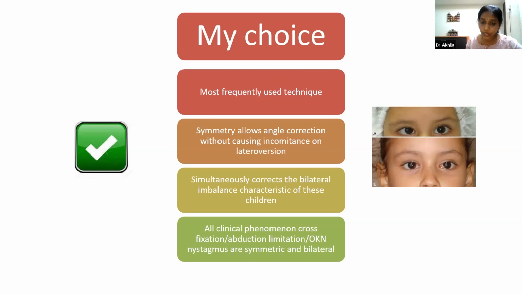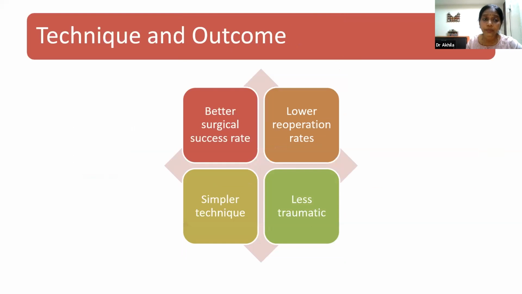And if you look into the pathophysiology of children with infantile ET, you always have these clinical phenomena, that is cross-fixation and abduction limitation, and oculomotor asymmetry, which are all symmetric, it is there in both the eyes, and it is always bilateral. So the obvious choice would be a bilateral surgical procedure. And you also know that there is an anatomical defect. There is a hypothesis that these children usually have an anteriorly inserted medial rectus muscle, which is also asymmetrical.